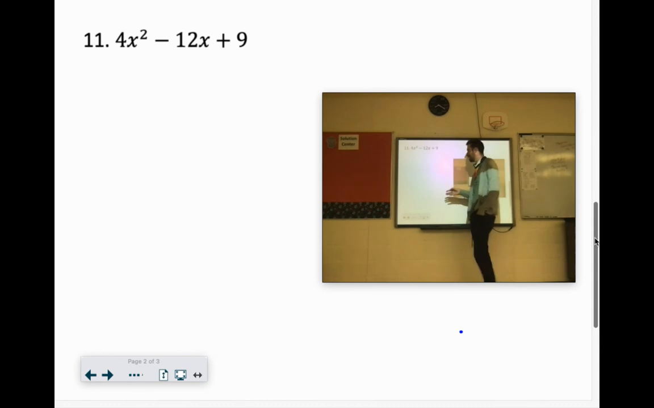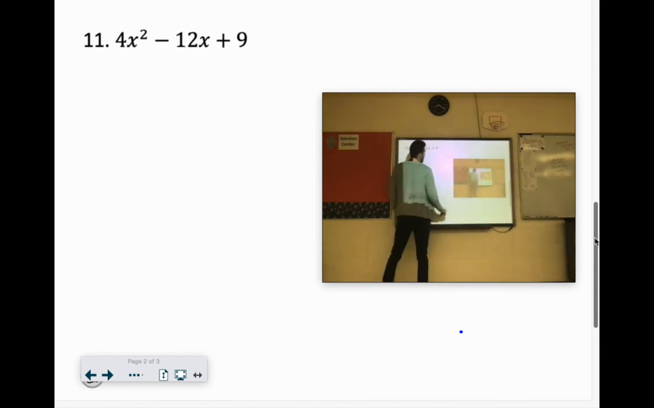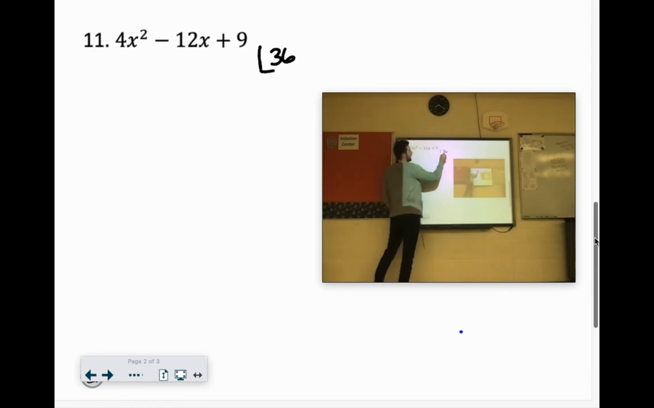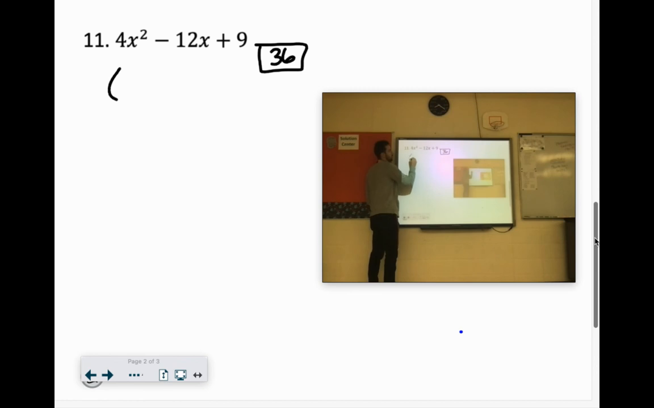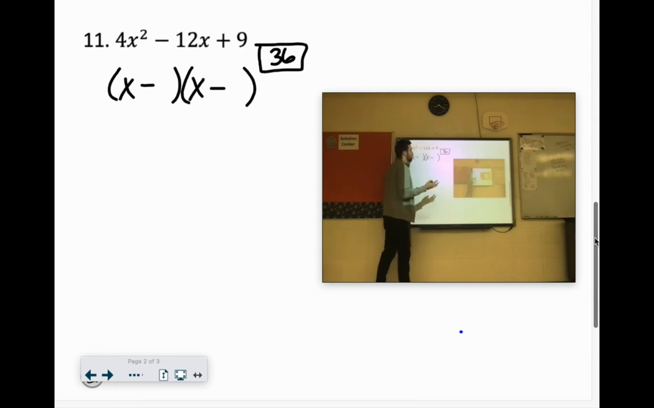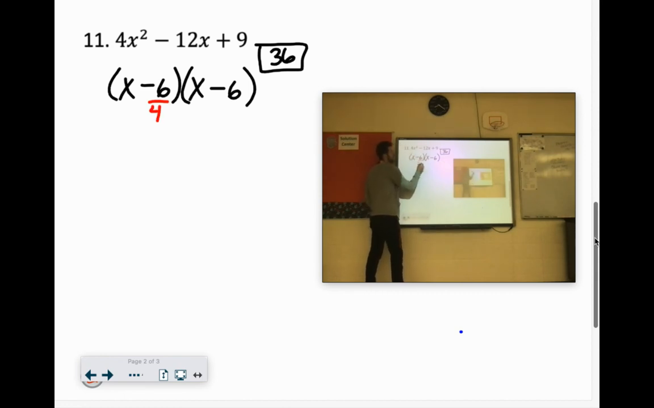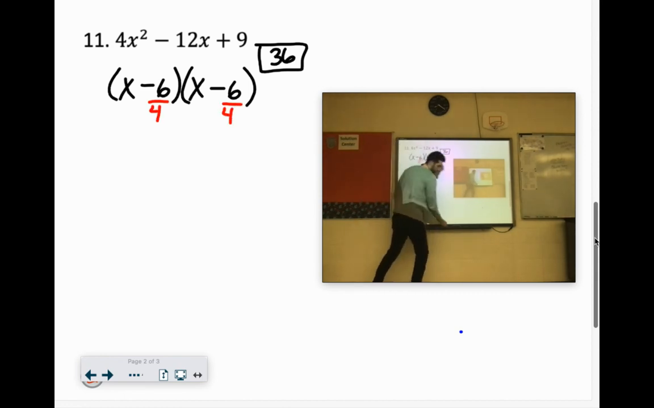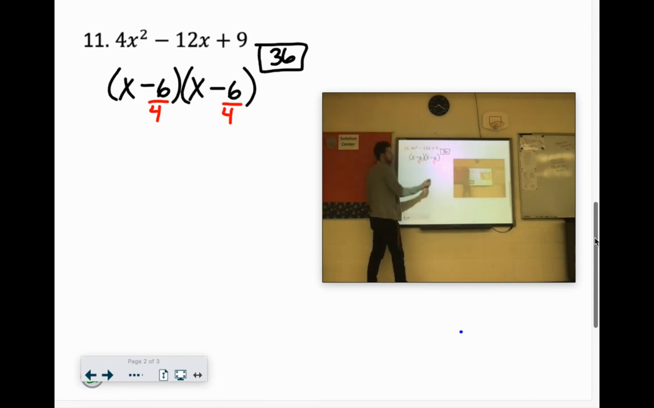No common factor. If we multiply 4 times 9, we get positive 36. So they need to add up to the middle. They need to both be the same sign. In this case, they'll both be minus. Factors of 36 that add up to 12 would be 6 and 6. We have to try to divide them by a, which is 4. 6 over 4, they're both divisible by 2, so this becomes 3 over 2.